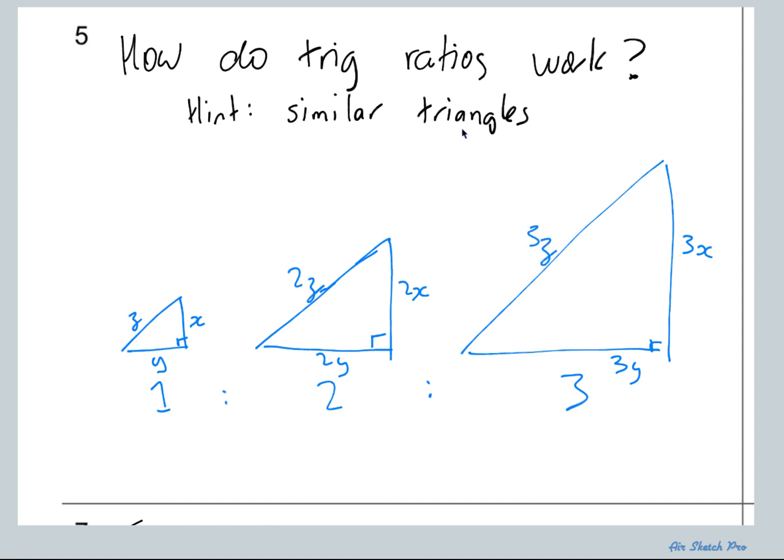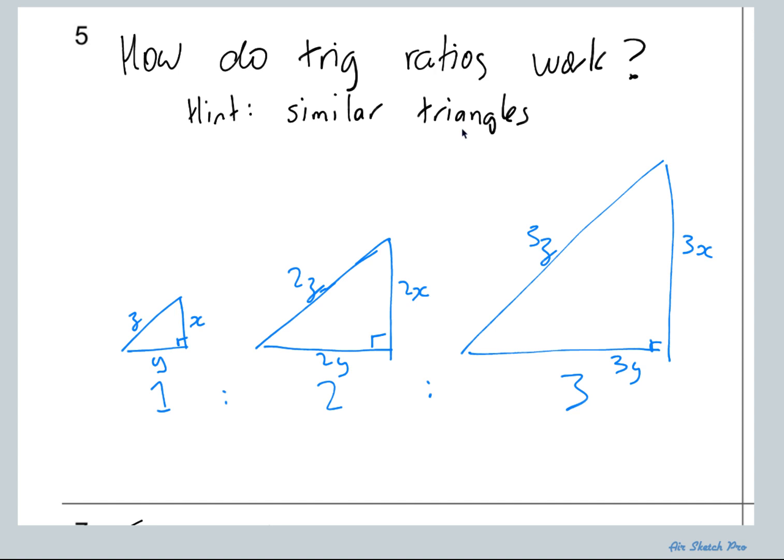Now, I've just chosen those scale factors arbitrarily. I could create a triangle that was 0.5, half as big, or 1.6 times as big. The scale factor could be pi, in which case it would be pi x, pi y, and pi z. So it's just a scale factor. It's just a number you multiply each side by, and it will make a bigger or smaller triangle. Is that okay? You okay with that?